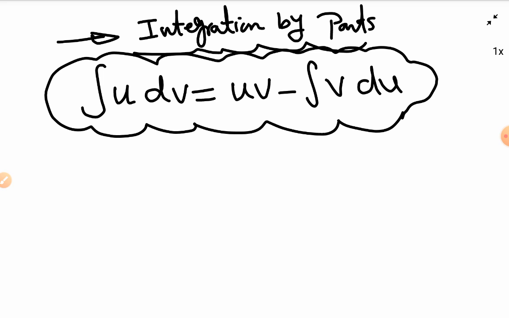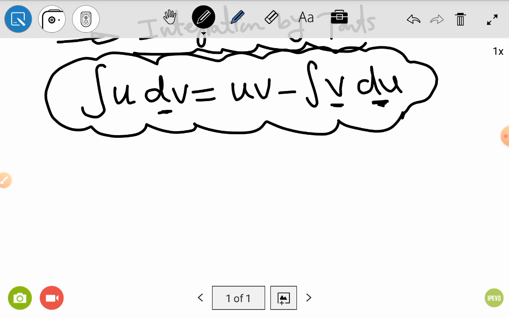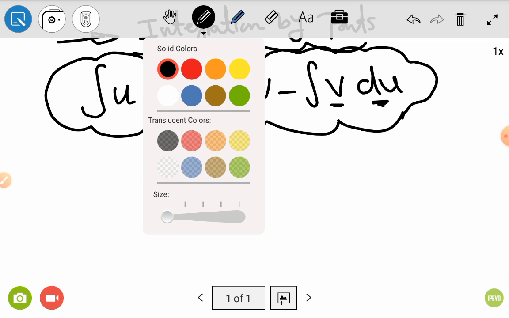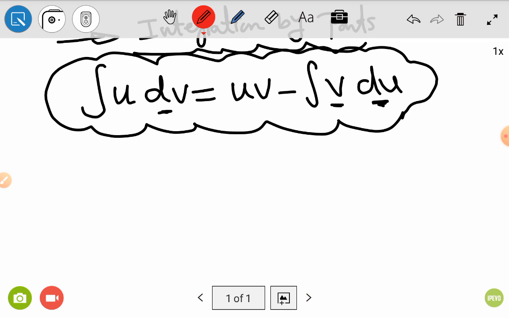dv is the second function. And here in this question we're going to use derivatives and integration at the same time. We will find the derivative of u to obtain du, and we will use the integral of dv to find the value of v. Okay, but here what are the guidelines to find u and dv? It will be easy for you to use this word, which is LIATE, L-I-A-T-E.